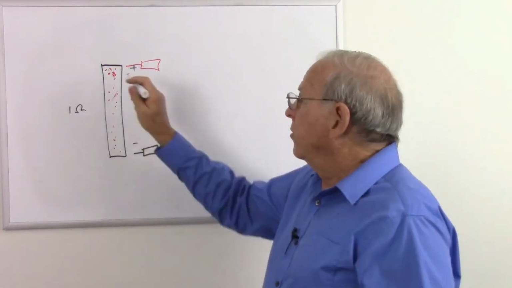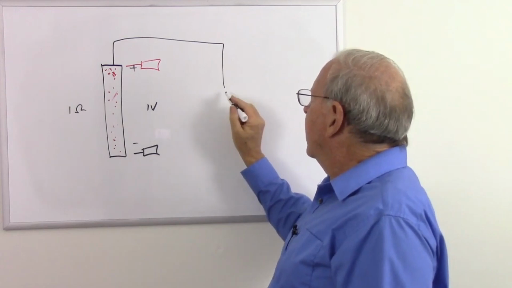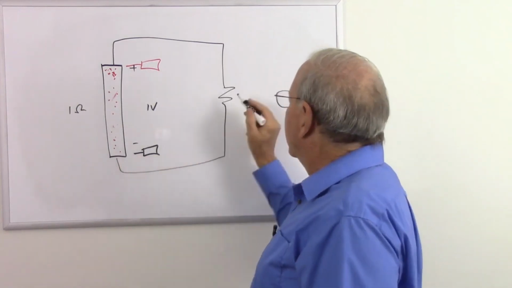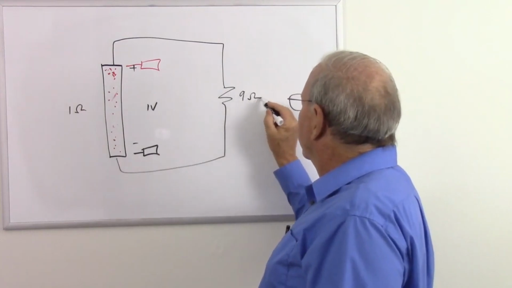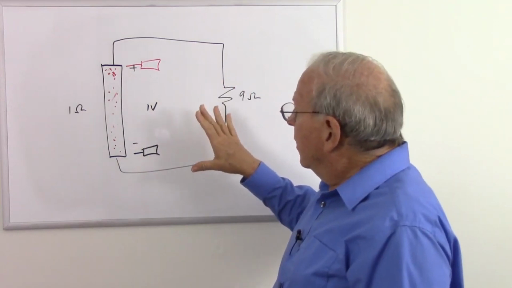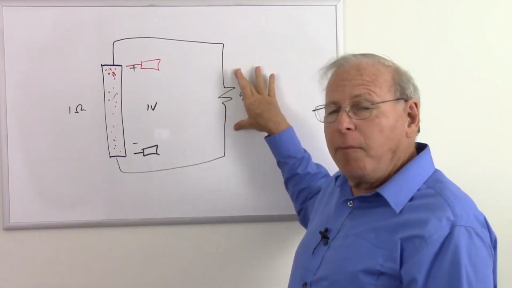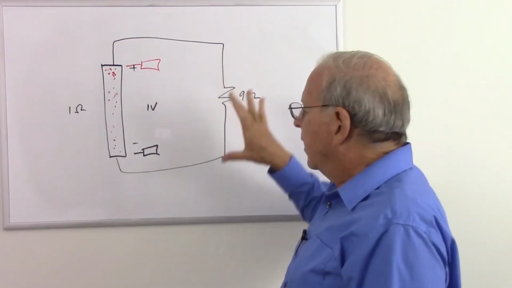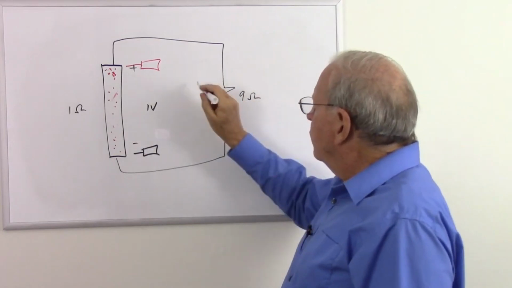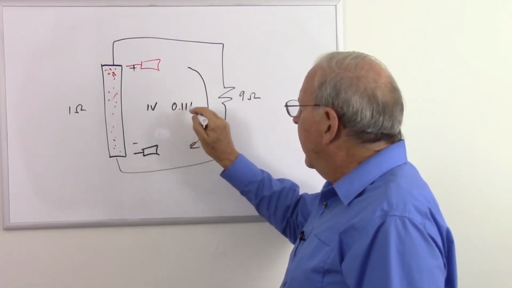Now what I'm going to do is take a wire over here and put in another resistor. For what it's worth, let's make this a 9 ohm resistor, because we can get some nice easy numbers to work with there. So now we have a total of 1 volt and 9 ohms. How much current should we have with 1 volt and 9 ohms? We should have a current flowing here of 0.11 amps.